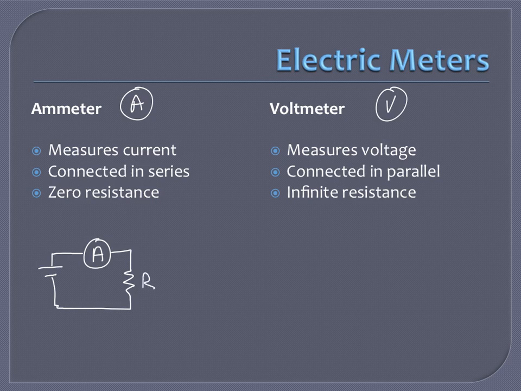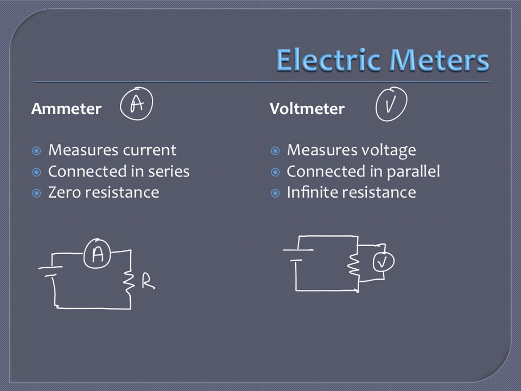So if you want to measure current going through the battery or through the resistor, you connect it in series to that. Whereas for a voltmeter, you have to connect it in parallel to what you're measuring. So if you want to measure the voltage across a resistor, you've got to connect it in parallel to that. So this voltmeter is going to be in a separate branch next to the resistor.